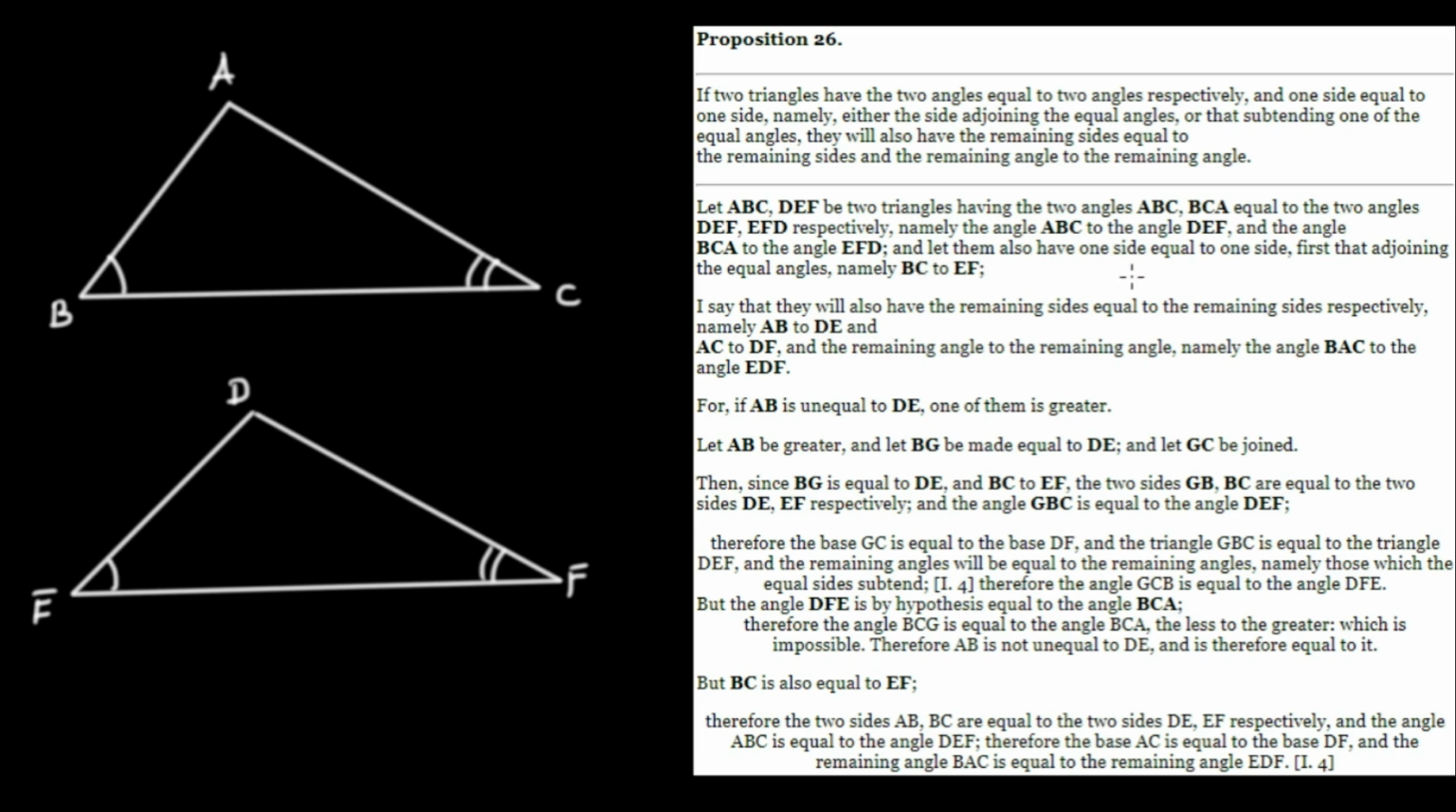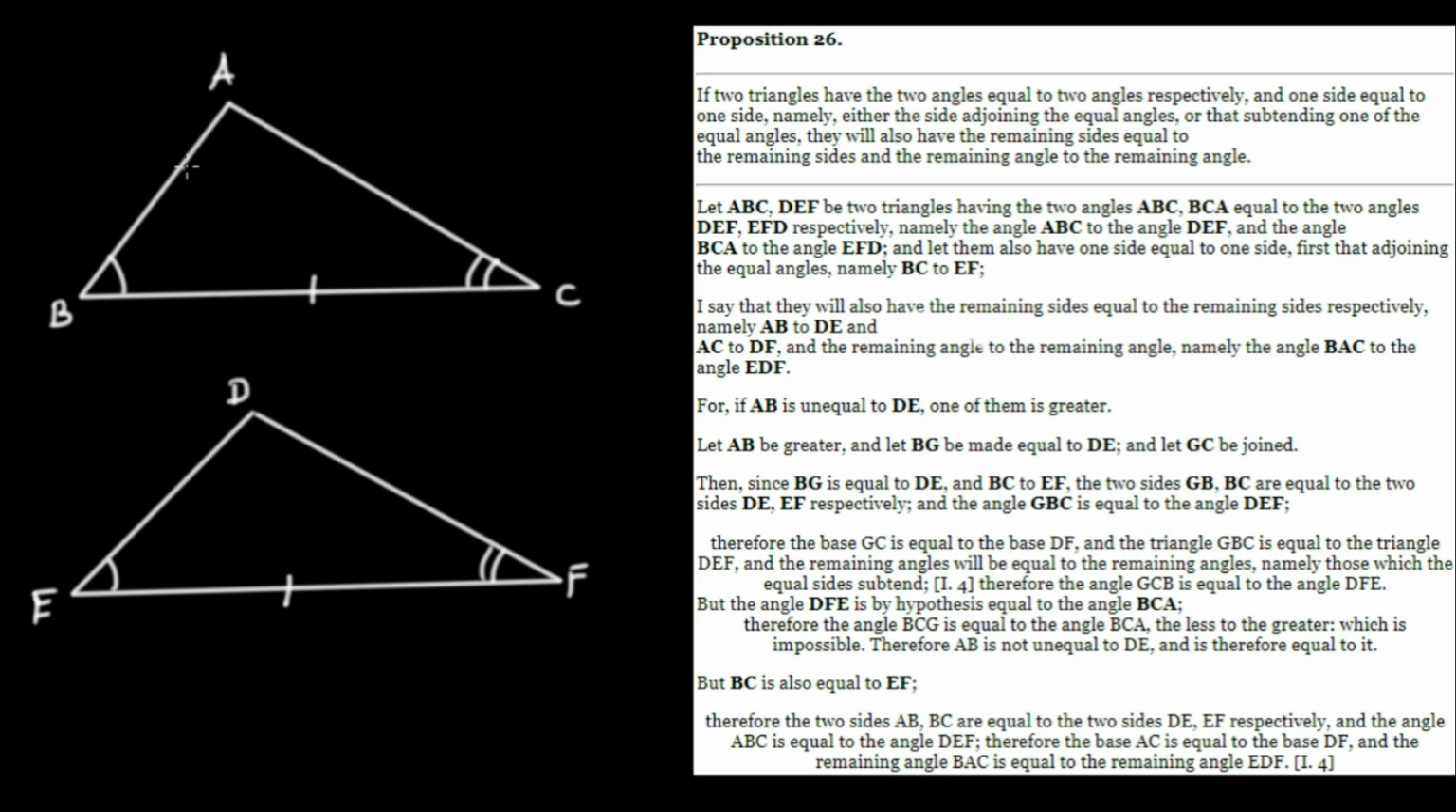And let them also have one side equal to one side. First, that adjoining the equal angles, namely BC to EF. So this is given, and we're going to show that it follows that the triangles are completely equal. First, we're going to prove that AB must be equal to DE. And he's going to prove this by showing the absurdity if they're not equal. If AB is unequal to DE, one of them is greater, let AB be greater, and let BG be made equal to DE, and let GC be joined.